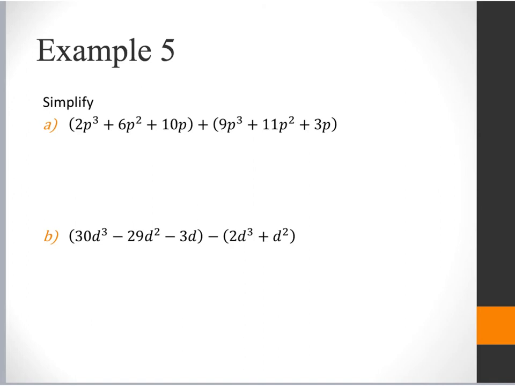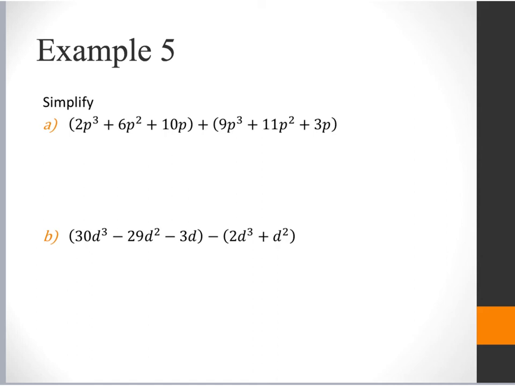Now I would like for you to pause the video, try to work these two out real quick, and then I will work out the answers here shortly. All right, now that you've had time to double check your work, I'm going to work these out. I'm going to use the horizontal method because that's my preference.